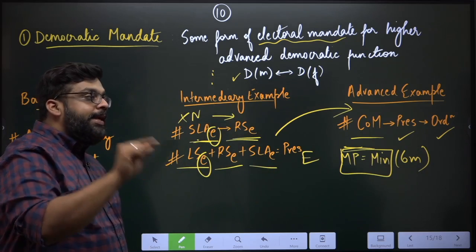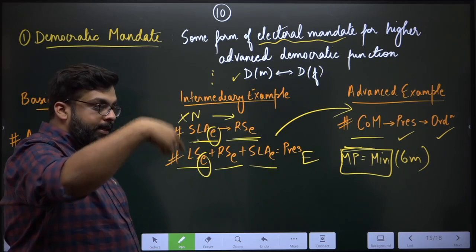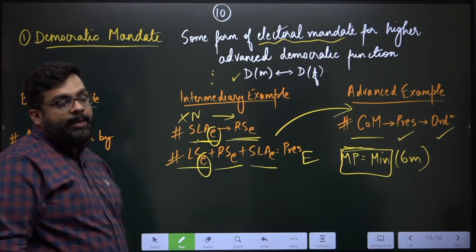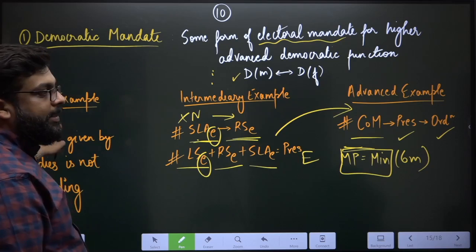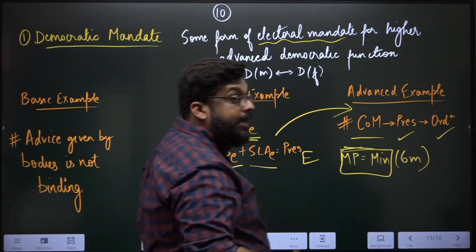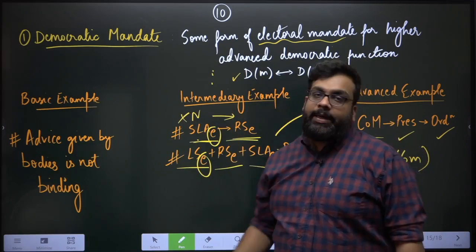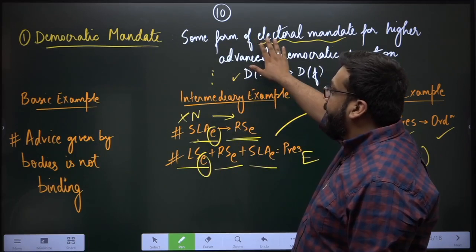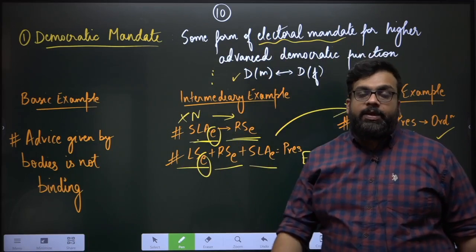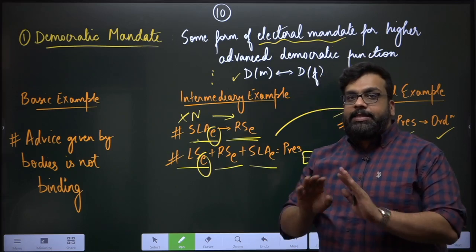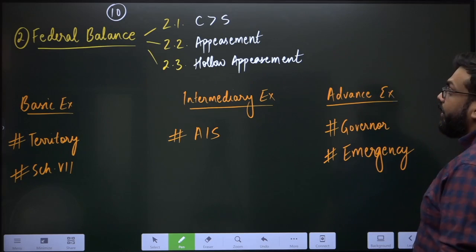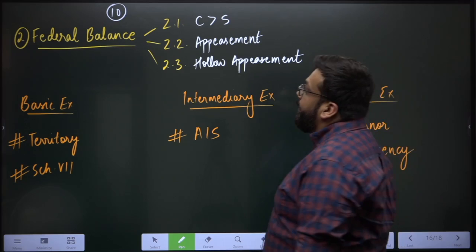Why do you have to be an elected official to participate in a presidential election? Democratic mandate. Why are advice given by any of the bodies recommendatory in nature? Democratic mandate. If you don't have the mandate, you can't perform that advanced function, period. It's that simple. Then you have something called federal balance.